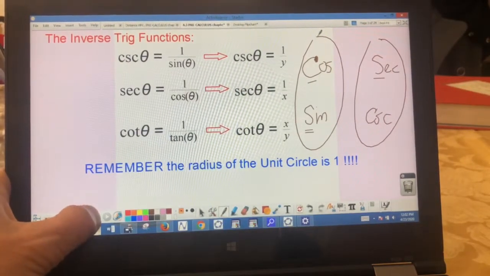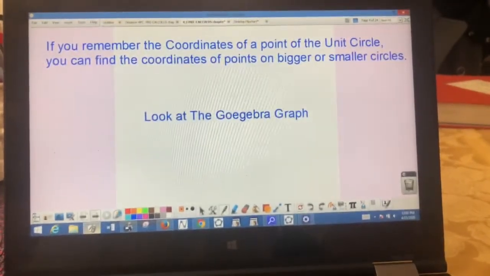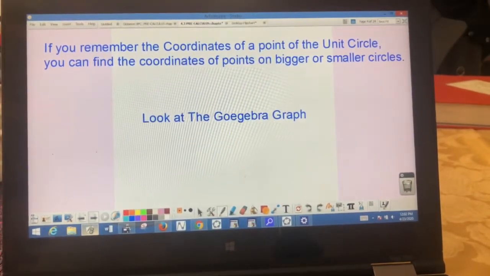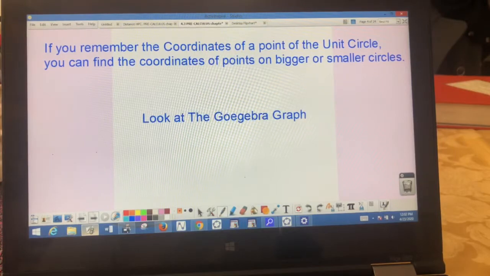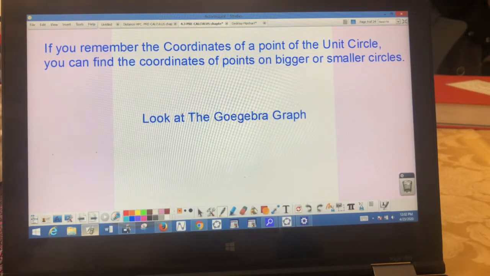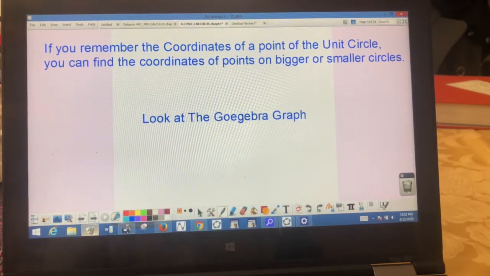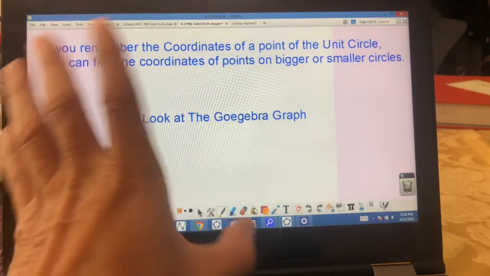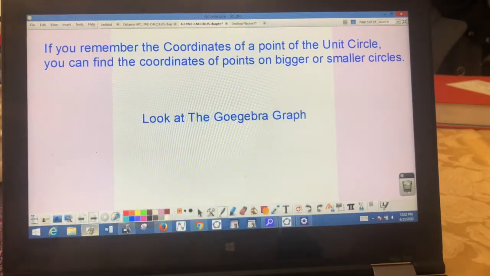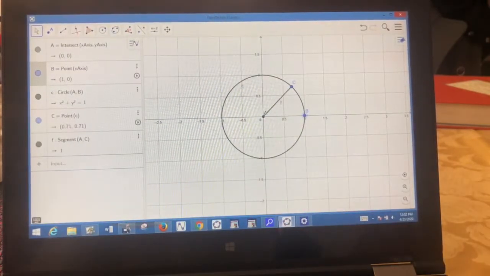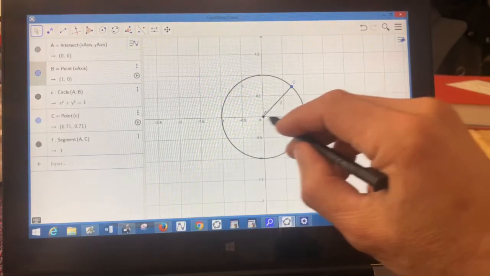All right. Next part. We're going to look at the unit circle for a little bit, because the unit circle here is going to help you with any circles or any coordinate points on a circle with different radii. Okay, oh, I should say radiuses. That's a joke.